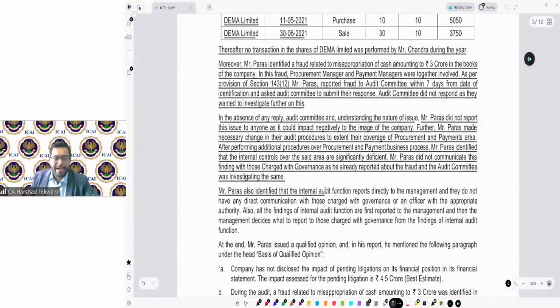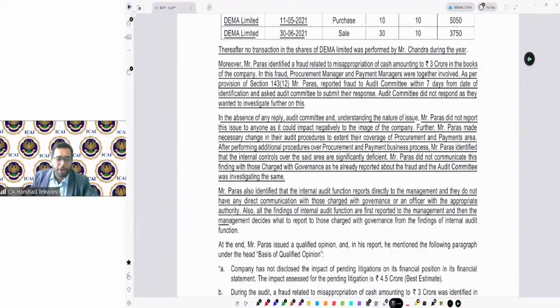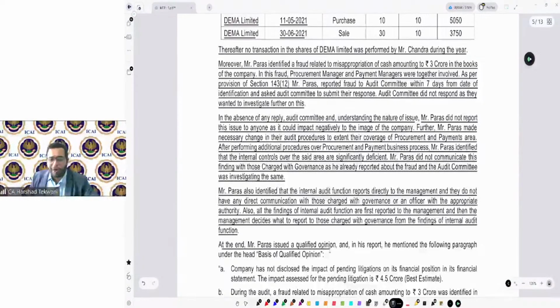Mr. Paras also identified that the internal audit function reports directly to the management and does not have any direct communication with those charged with governance or any officer with the appropriate authority. Also, all the findings of the internal audit function are first reported to the management, and then the management decides what to report to those charged with governance. At the end, Mr. Paras issued a qualified opinion and in his report, he mentioned the following paragraph under the head of basis for qualified opinion.